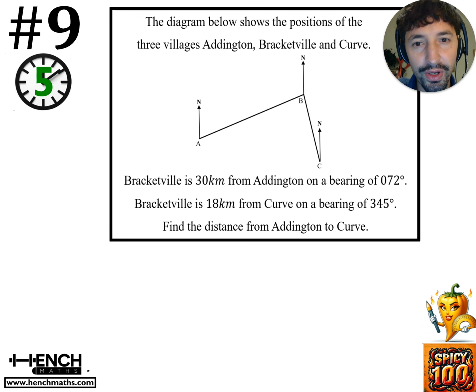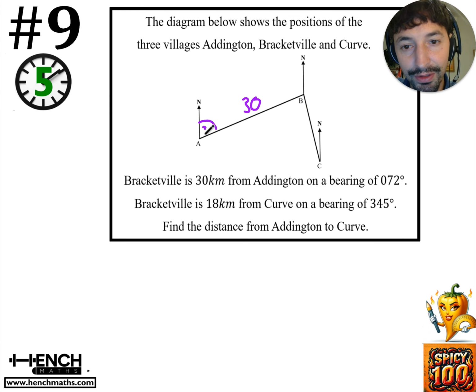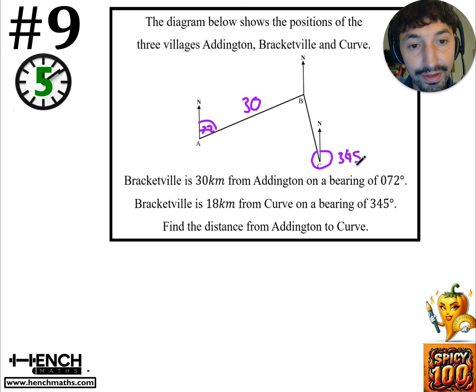Okay, so we've got a bearings question. We have Bracketville is 30 kilometers from Addington on a bearing of 72 degrees. So that means that this angle here is 72. And Bracketville is 18 kilometers from Curve on a bearing of 345 degrees. So that means that this angle here is 345 degrees. That means then that our small missing angle here is going to be 15 degrees.